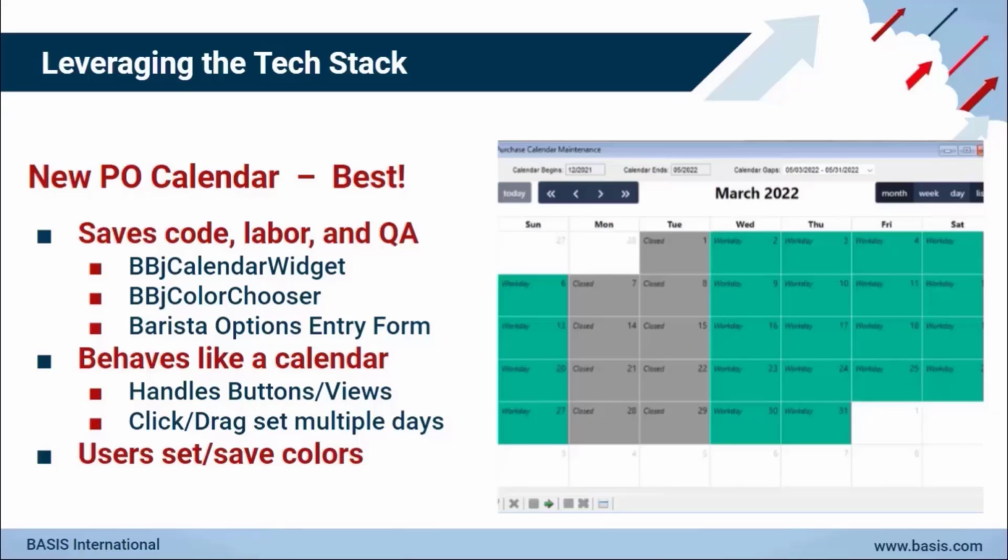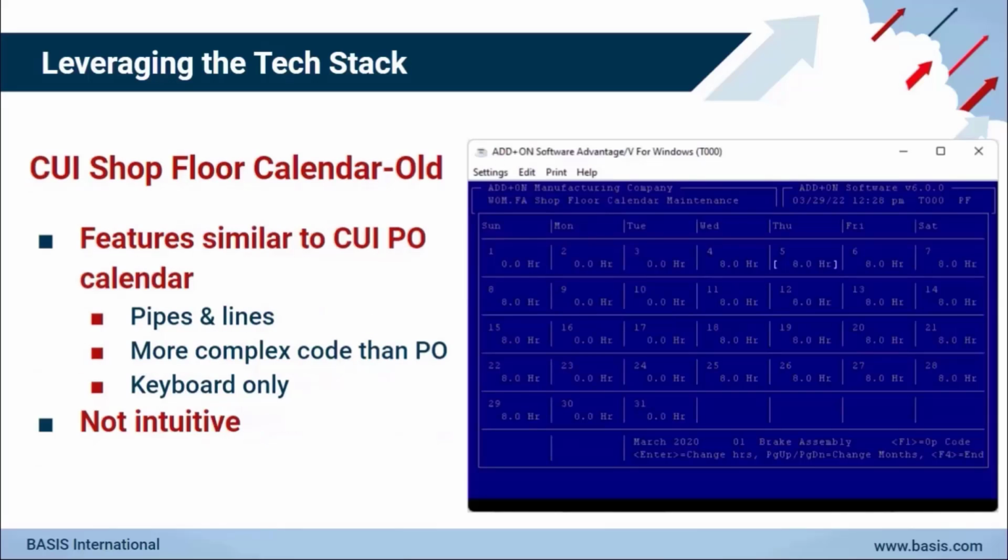The core functionality of the purchase order calendar did not change when we started using the BBj Calendar widget. It still has different colors for days, although you can just single click now instead of a right click. And then we also have the month and week and day views, which came as a benefit of the BBj Calendar widget. So we can click and drag, set multiple days, and the users can set and save their own colors.